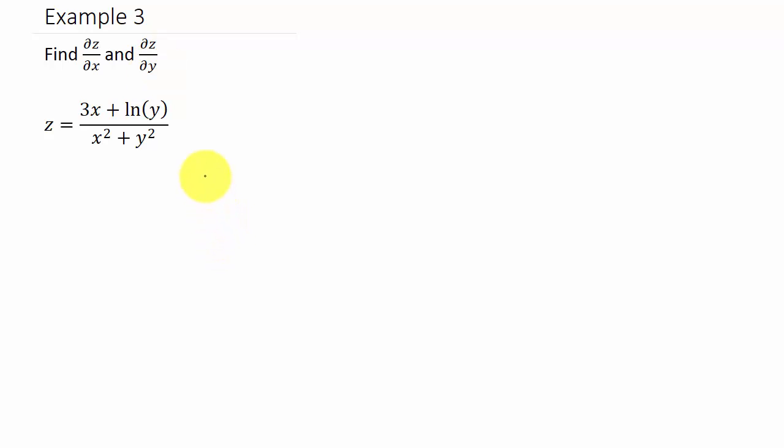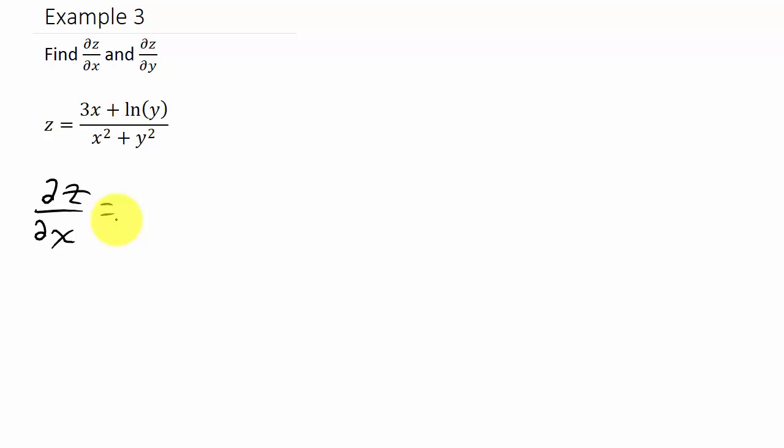Alright, so we can see here that we have a quotient. X is our variable, y is our constant. You might want to check out the first video. The first video has examples 1 and 2 in it, this is example 3, and I'll do a couple more after this one. Alright, so here we've got the partial of z with respect to x.